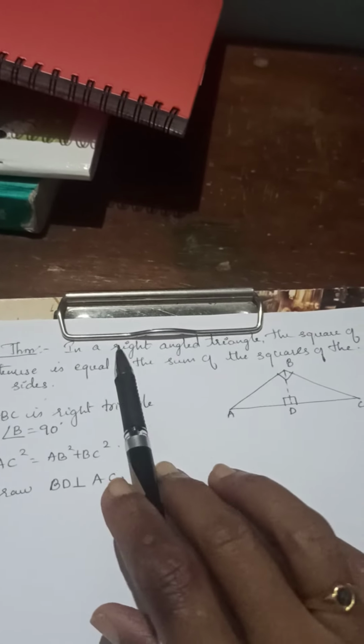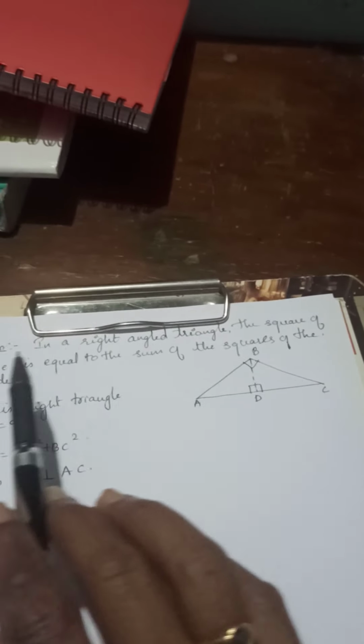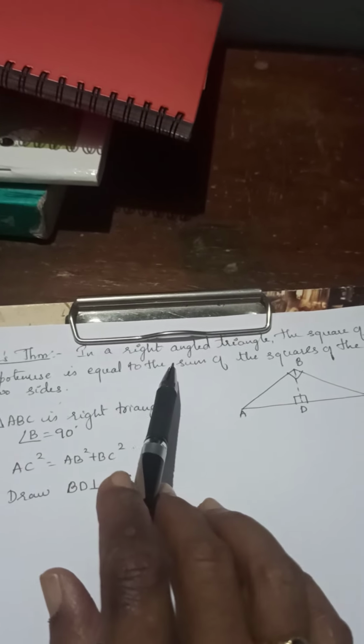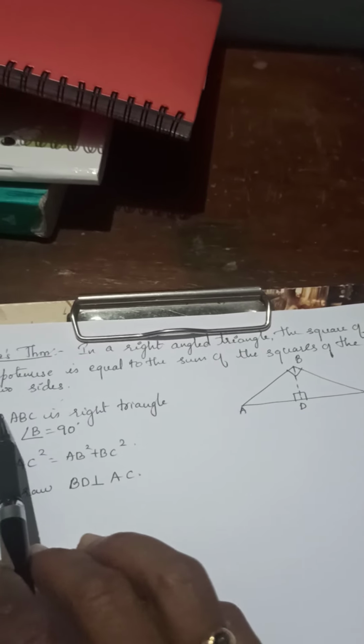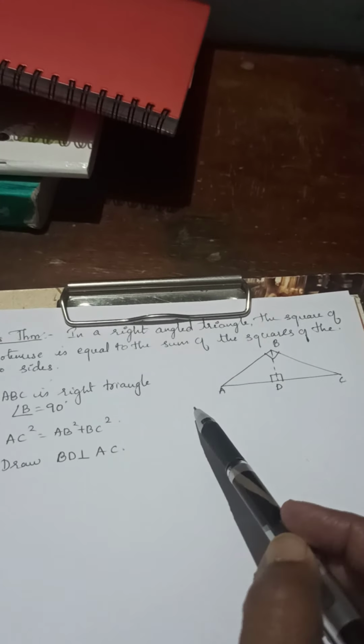Okay, children, we are learning about Pythagoras theorem. In a right angle triangle, the square of the hypotenuse is equal to the sum of the squares of the other two sides. Okay, so this is the figure.